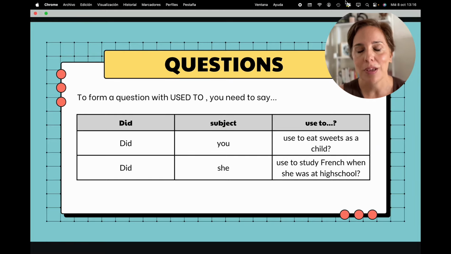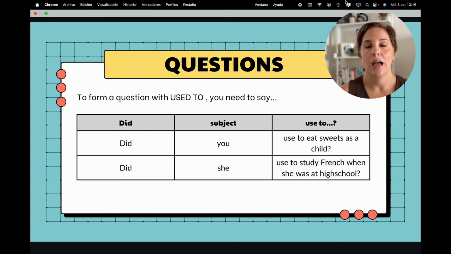But pay attention because it's a very typical mistake to write the D at the end of used to, but that is wrong. In questions, you don't use the D at the end because you are using did at the beginning of the question, all right?